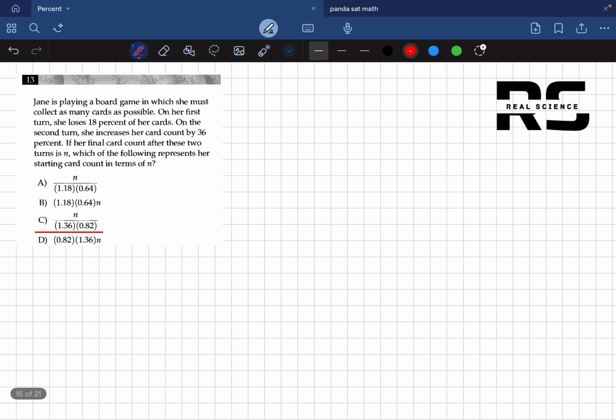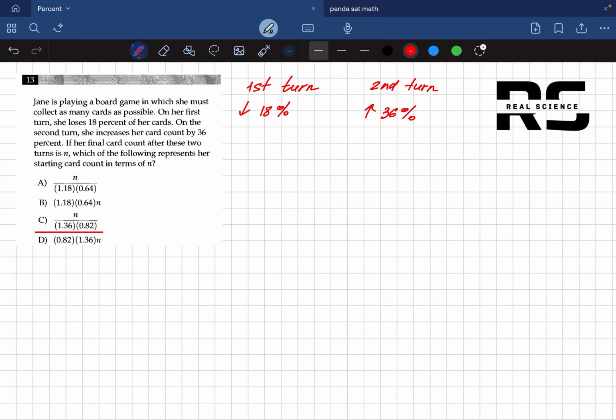Let's look at number 13. Jane is playing a board game in which she must collect as many cards as possible. On her first turn, she loses 18% of her cards. So first turn, she loses 18%. Okay. On the second turn, she increases her card count by 36%. Second turn, she increases by 36%. Okay.